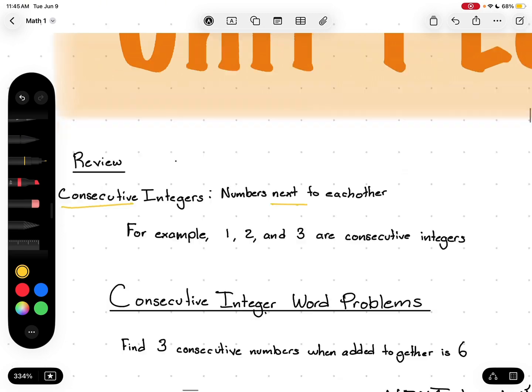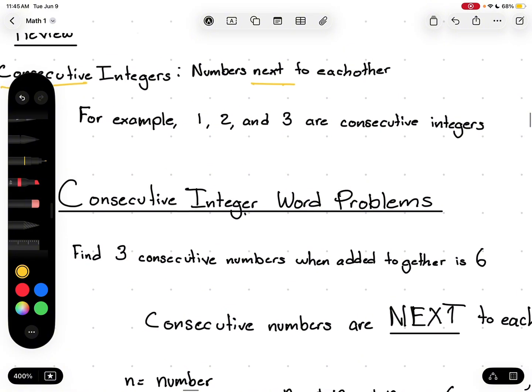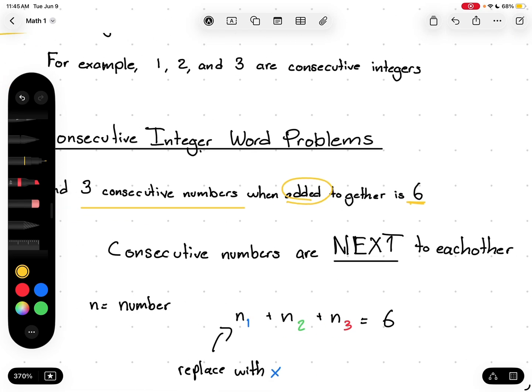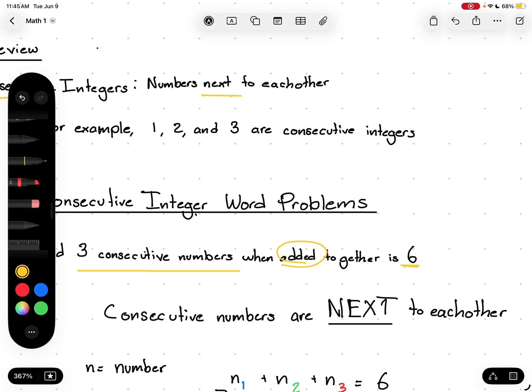Now, there are word problems with this style of stuff, and they look like this. Find 3 consecutive numbers that, when added together, is 6. Normally, you would not assume to know how to do that. So that's why this is a little bit of an abstract concept, but it has one set of steps, and after you get that set of steps, you can pretty much get this guaranteed. But one key thing to remember is that consecutive numbers are next to each other all the time. They are never not next to each other, because the word consecutive means next to each other.